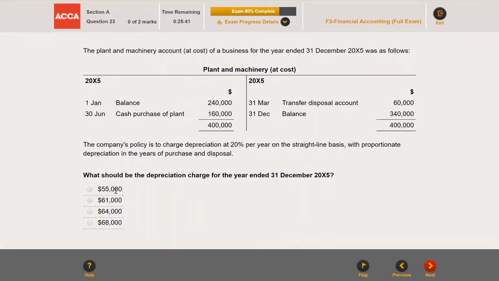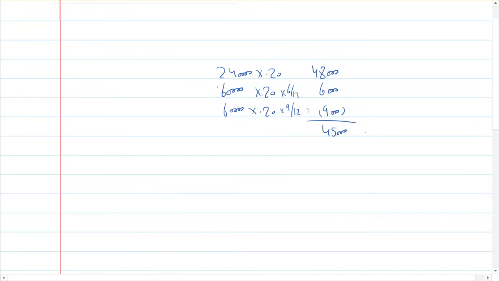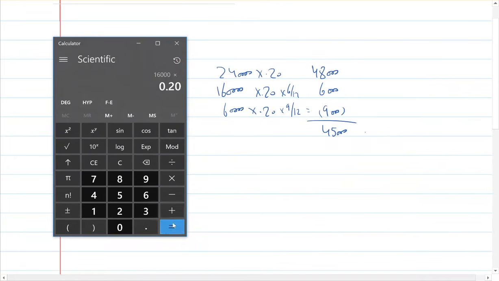Okay, the purchase is actually 160,000. So let's redo that. 160,000 multiplied by 0.20 multiplied by 6 divided by 12, 16,000.